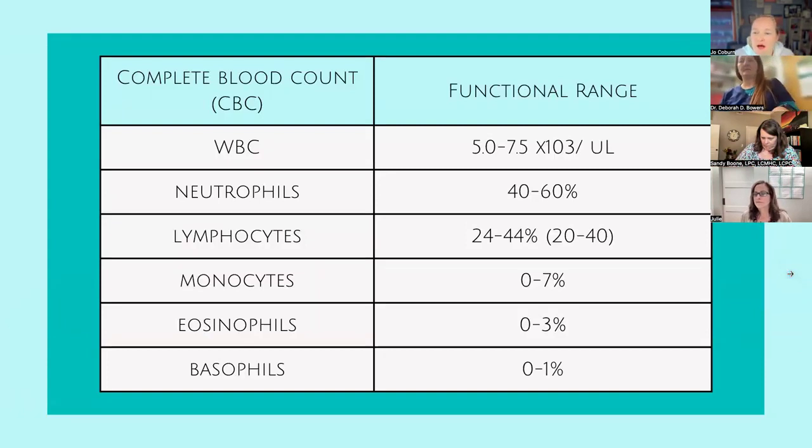So obviously when we look at any of our numbers, we always look for functional ranges, and these are the functional ranges that are on our blood chemistry sheet, our step back form. And 24 to 44 is the lymphocyte number, but sometimes I just find it easier if I'm going to memorize things to have things in order.